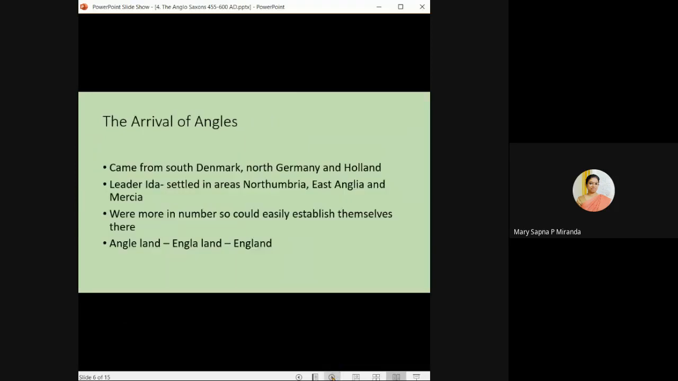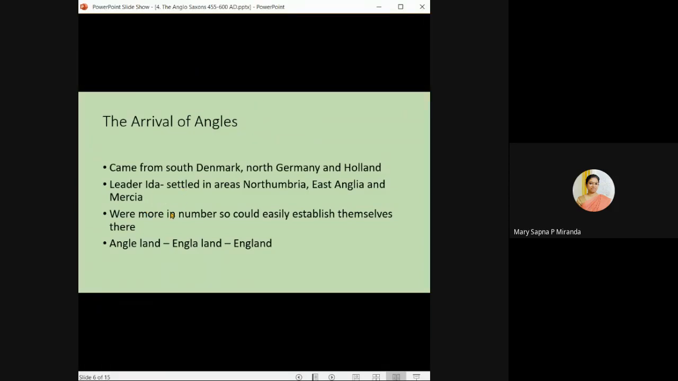Now, after the Saxons, you have the arrival of the Angles. The date is almost the same, maybe a couple of years after the coming of the Saxons. So the Angles came from South Denmark, North Germany, and Holland. They had a leader called Ida. They settled in areas called Northumbria, East Anglia, and Mercia. So these kingdoms are towards the northern region, that is the upper half of Britain.